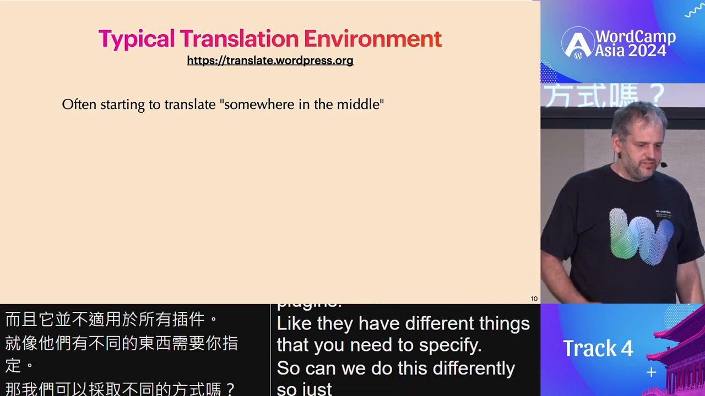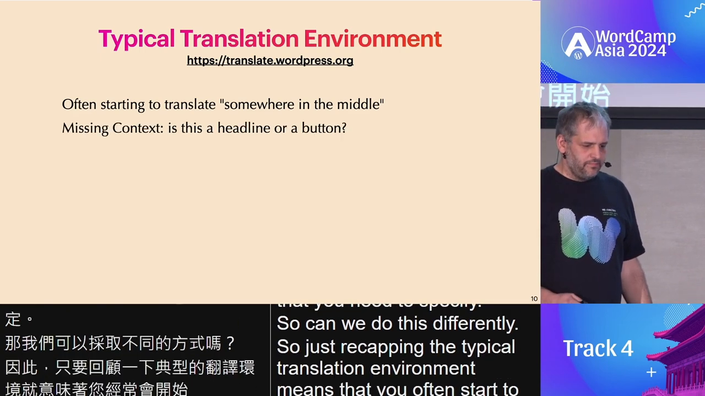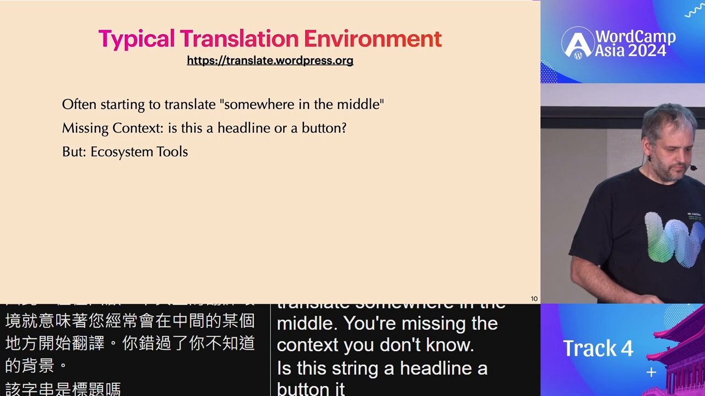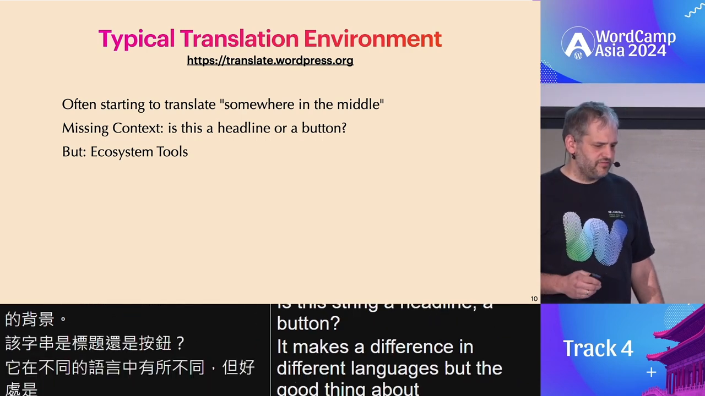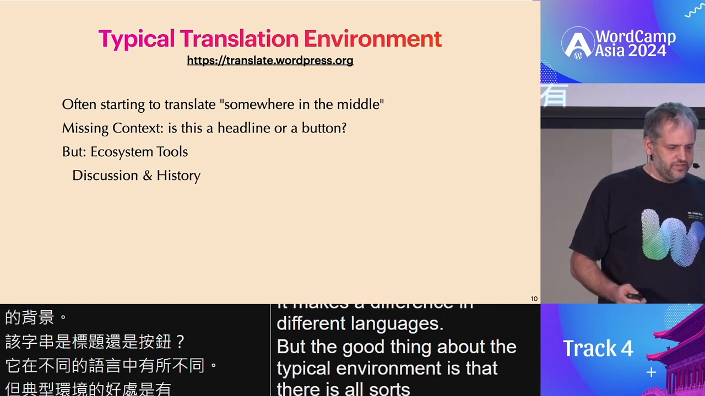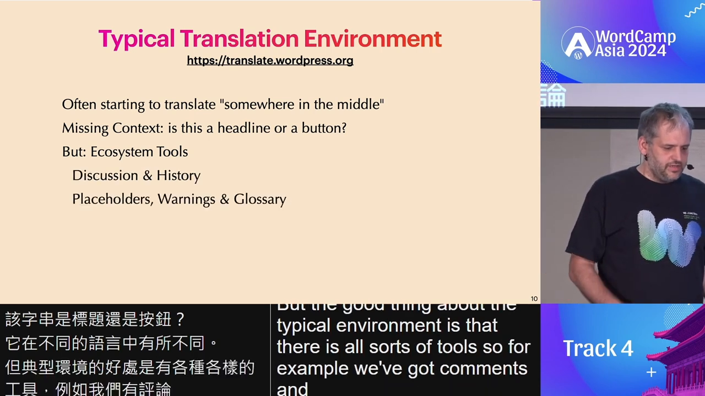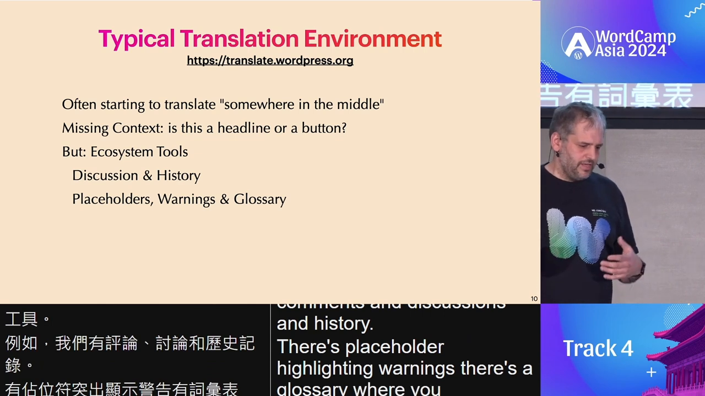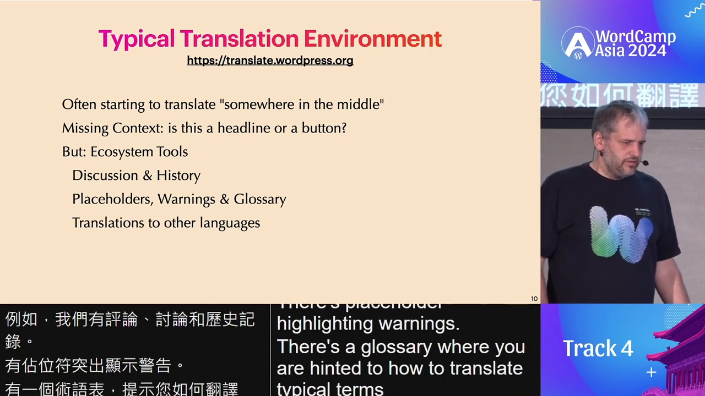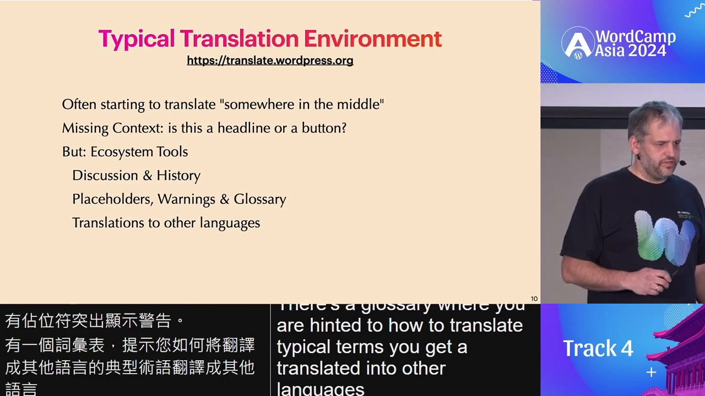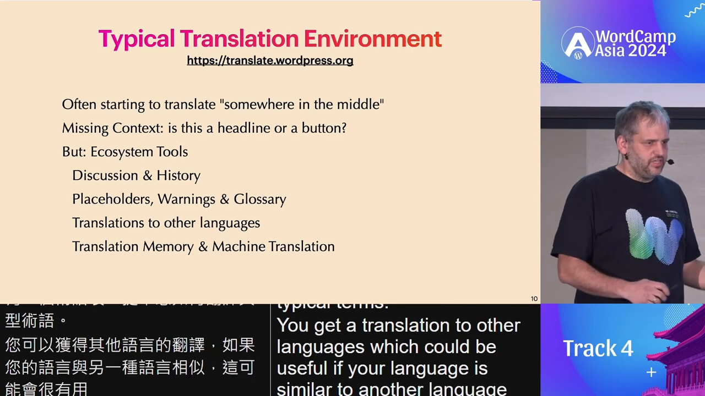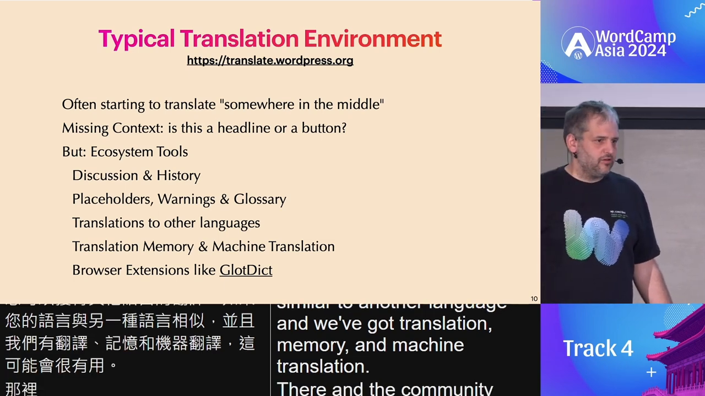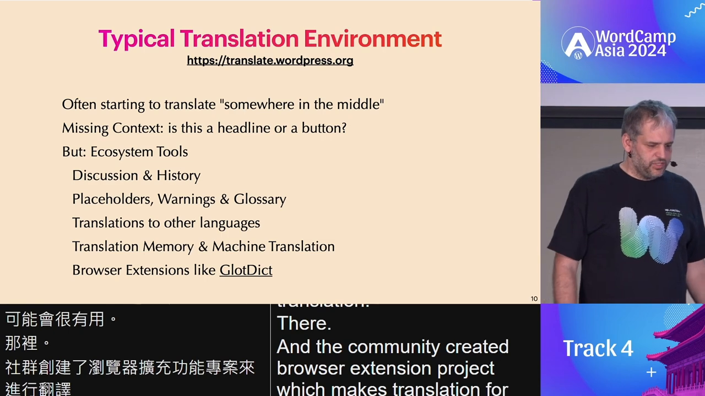So just recapping, the typical translation environment means that you often start to translate somewhere in the middle. You're missing the context. You don't know, is this string a headline, a button? It makes a difference in different languages. But the good thing about the typical environment is that there's all sorts of tools. So for example, we've got comments and discussions and history. There's placeholder highlighting, warnings. There's a glossary where you are hinted to how to translate typical terms. You get translations to other languages, which could be useful if your language is similar to another language. And we've got translation memory and machine translation there. And the community created browser extensions like GlotPress, which makes translation, especially for validators, much more convenient.